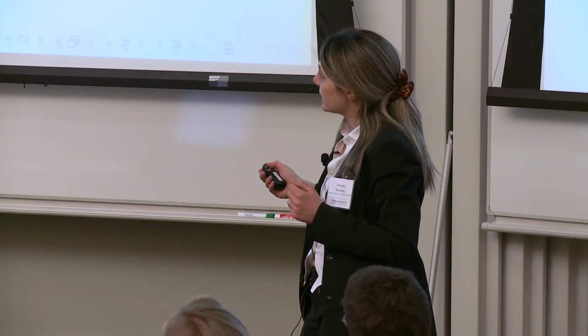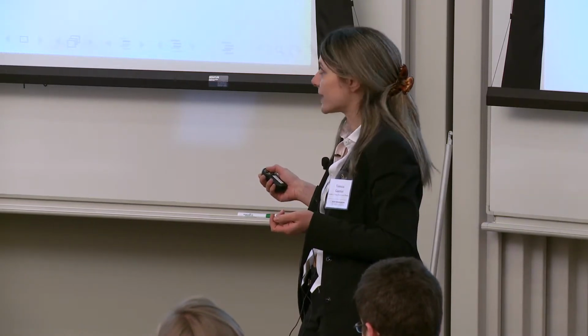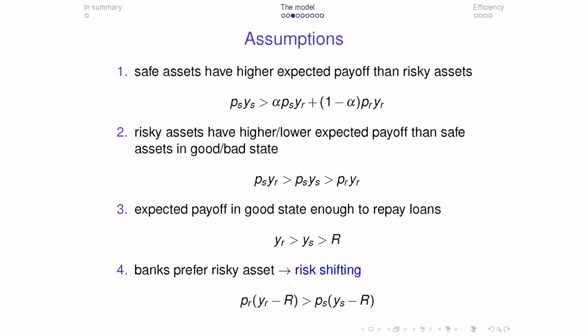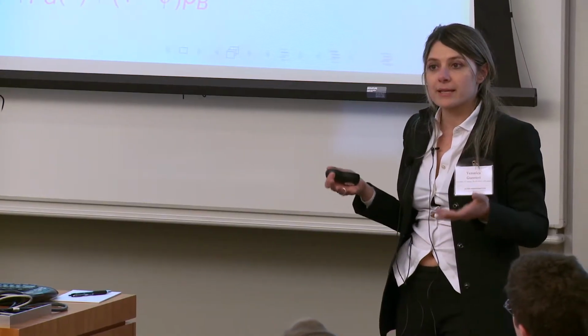Whenever the asset pays back, the payoff is going to be sufficient to repay the interest on the financing. Okay, so whenever there is success, the bank is going to repay. And then, this is an important assumption, there is risk shifting in the model. Once we take into consideration the fact that the bank is going to commit ex ante to a fixed repayment R, it's always going to be better for the bank to invest in the risky asset. There is this choice that the banks face.